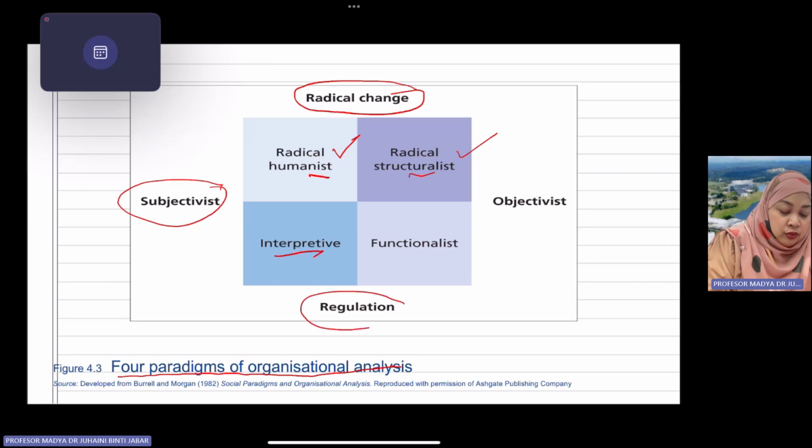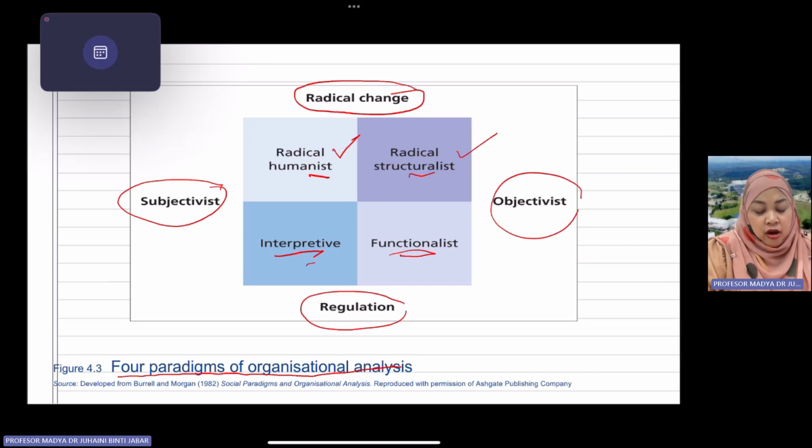So if you are more towards regulation type of research, how you interpret it, but you must relate to the function of the organizations, and you can become a regulation paradigm approach. But if you're more on the objectivist paradigm, you go for the structure and also the function of a research.